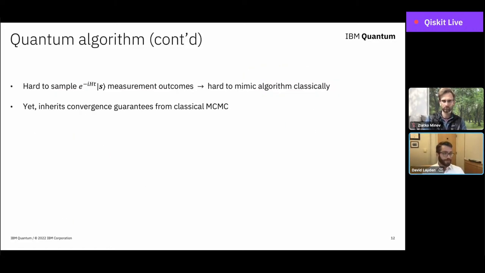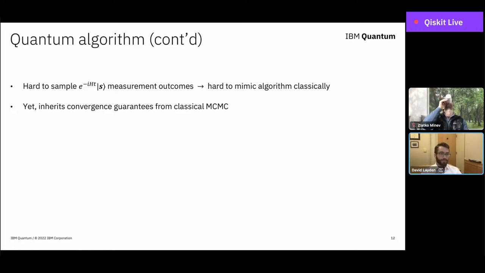Now, this algorithm has some interesting features. For one, under the reasonable assumption that it's hard to sample from the measurement distribution of this time-evolved quantum state, it means that it's hard to mimic this algorithm or the underlying Markov chain classically. And yet, this inherits the convergence guarantees from classical MCMC, by which I mean that even though it might be hard to simulate classically, you still know that it will eventually converge to the Boltzmann distribution.